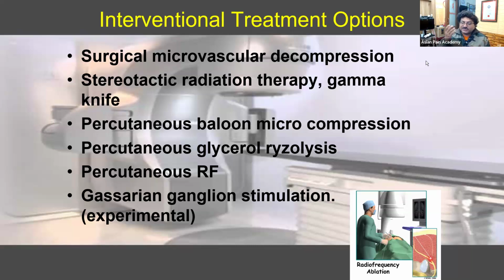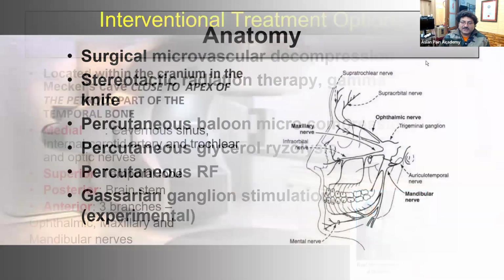So in that way, it is more beneficial, especially when the mandibular division is involved. You can go for the radiofrequency ablation, and here you can selectively block the fibers of the mandibular division. Don't go too far inside or towards the foramen rotundum or the superior orbital fissure. You remain close to the foramen ovale so that you can selectively block the fibers of the mandibular division. Next comes the Gasserian ganglion stimulation. This is an experimental technique, but it is not used regularly nowadays.